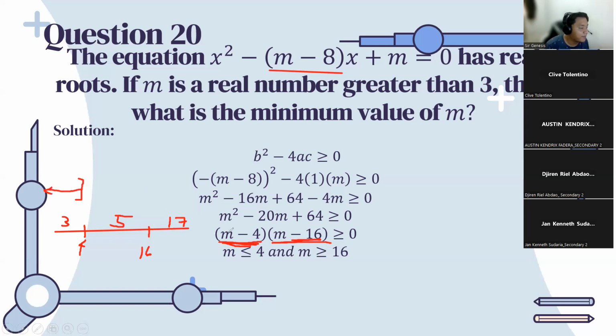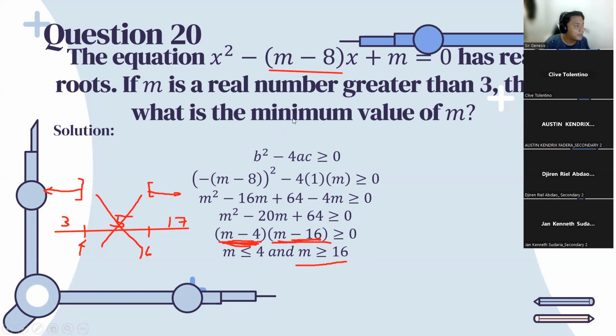Next, how about 5? 5 minus 4 is 1. 5 minus 16 is negative. 1 times a negative number is, of course, negative. So this is excluded. For 17, 17 minus 4 is positive. 17 minus 16 is 1. 1 times positive is positive. So this is also included. So there are two solution sets here. We have m is less than or equal to 4 and m is greater than or equal to 16.